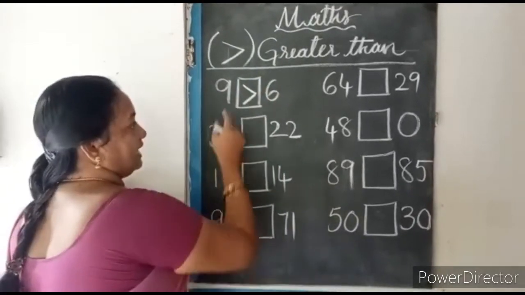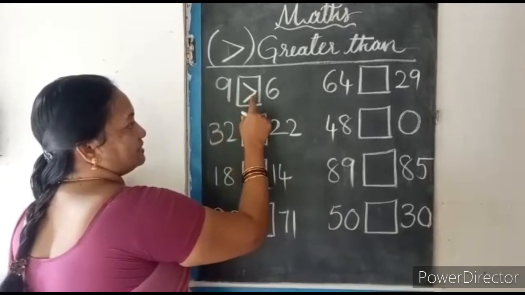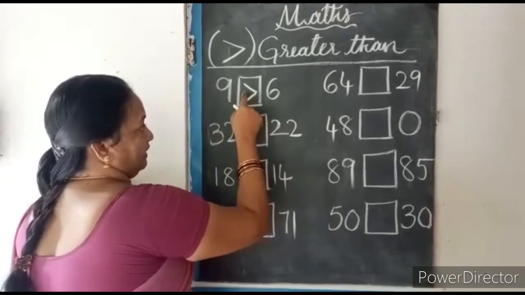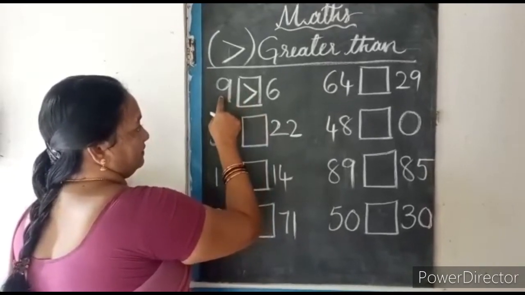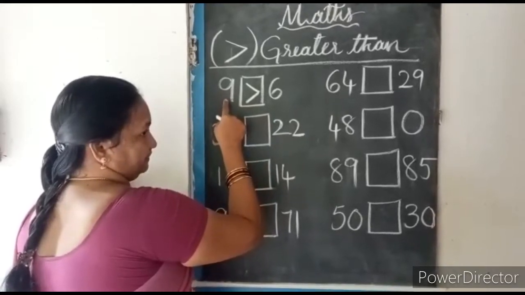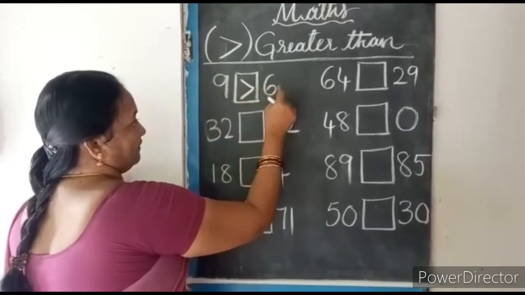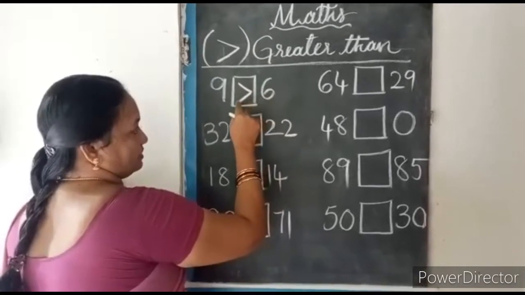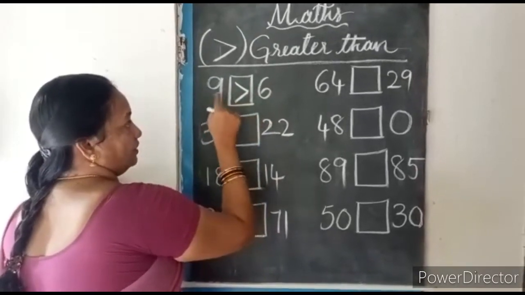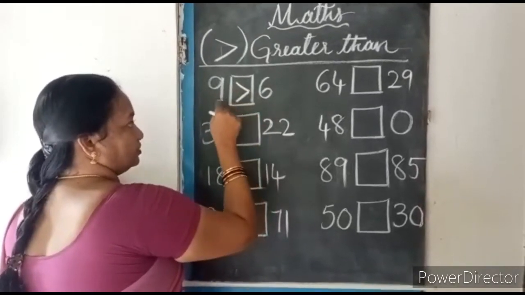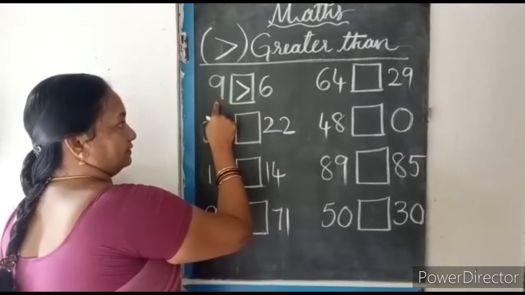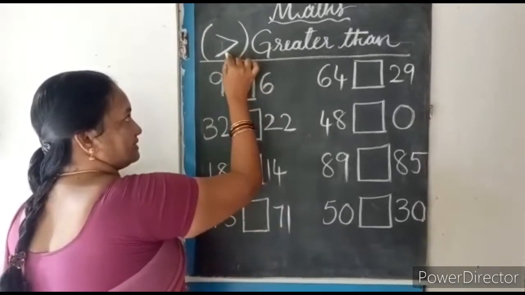So, when we say that it is greater than, we use this symbol. It will be opened where there is a bigger number. When the smaller number is there, it is closed. So, it is pointing to the bigger number. So this is called the greater than sign.